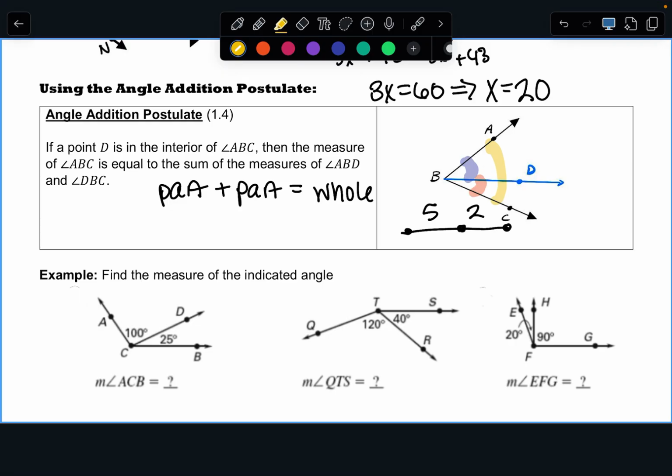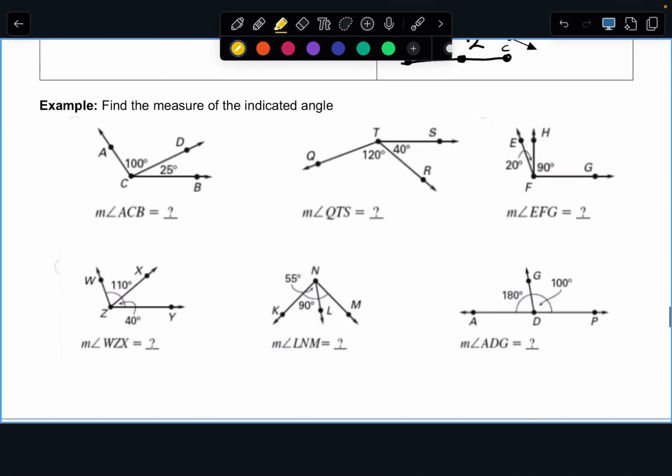Listen. What's special about these angles? They are right next to each other. They share the same vertex and they share a side, this blue ray. They have to be right next to each other. Okay? So let's do some examples.